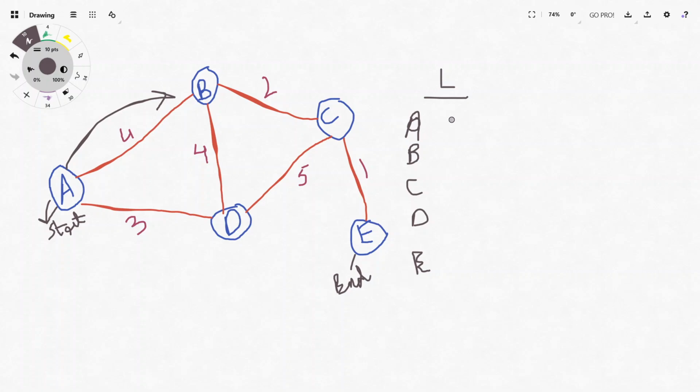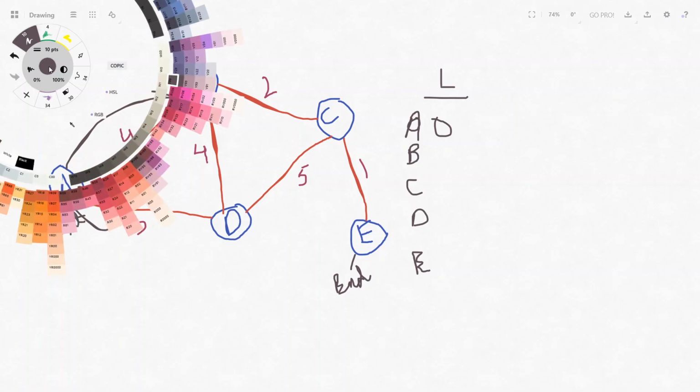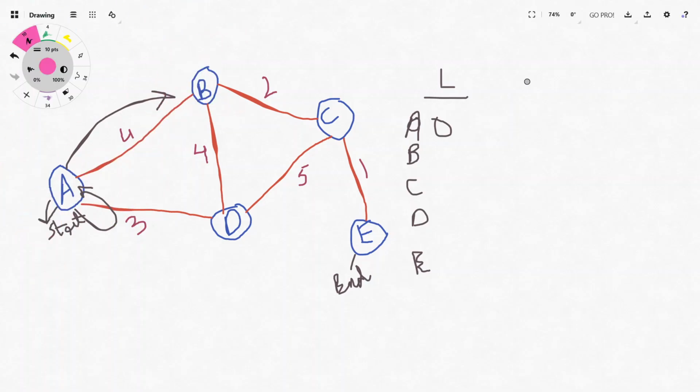So from A to A, what is the distance? It is obviously zero. Okay, from A to A it is zero, and from B to C we'll find out. And the next thing here is a priority queue. So let's make the priority queue. Let's name it PQ.